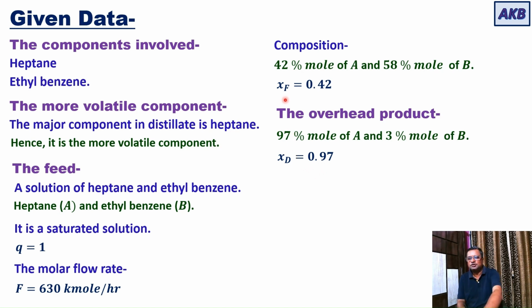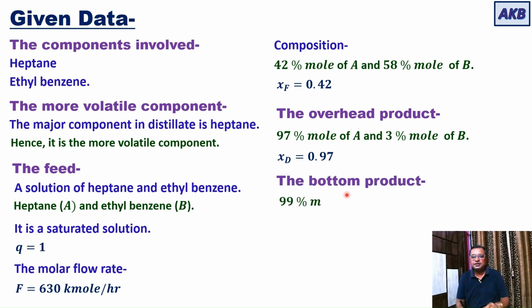Because XF is mole fraction of more volatile component in the feed. More volatile component is heptane. So that's why XF is 0.42. Similarly, XD is mole fraction of more volatile component in the distillate. And in this case, it is 97% mole. That's why XD is equal to 0.97.